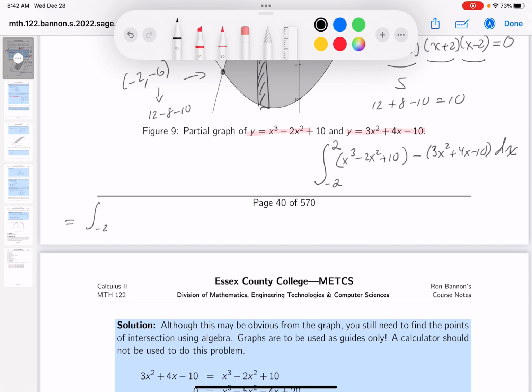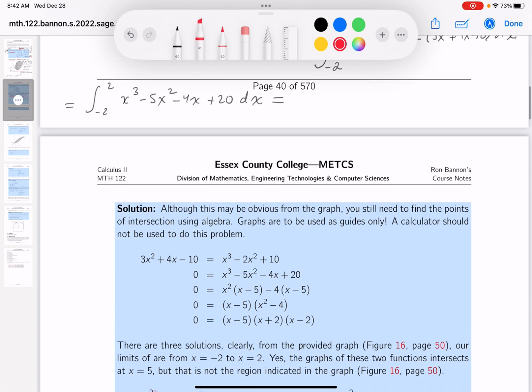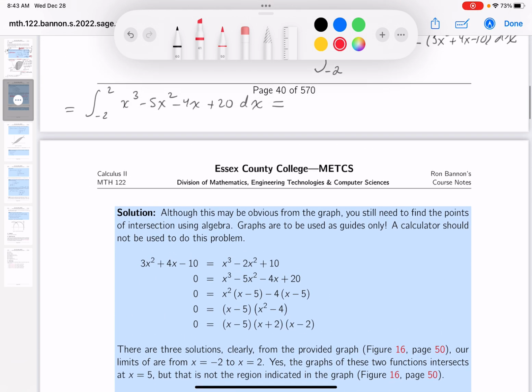Equals minus 2 to 2, and you would get x cubed. I'm simplifying the integrand, by the way. You get minus 5x squared. This is sort of like a deja vu, I guess. And then you get minus 4x. And then you get plus 20. If you're interested, this should also be written in the key, and I'm hoping that's down for you, looking over here. I do see that. And again, it's part of your study skills, to look at keys and see how you're doing.